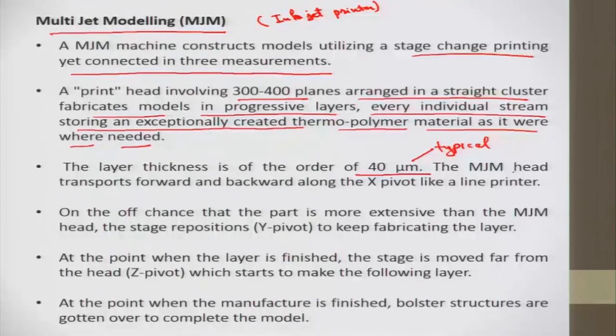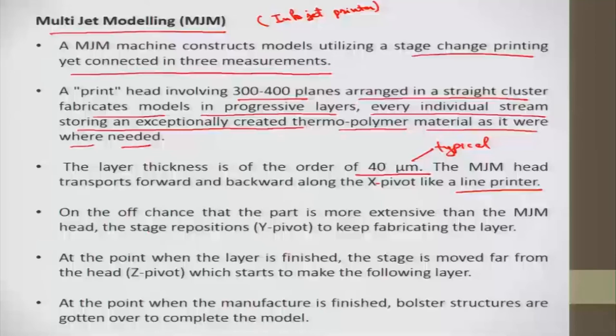Now the multi-jet modeling head transports forward and backward along the x-axis like a line printer. So it just transfers the material like an inkjet printer and the stage is moving. This stage is moving, it is just transferring the material in this way. So if the part is wider than the multi-jet head, the stage repositions, that is, the y-axis may also be used here.